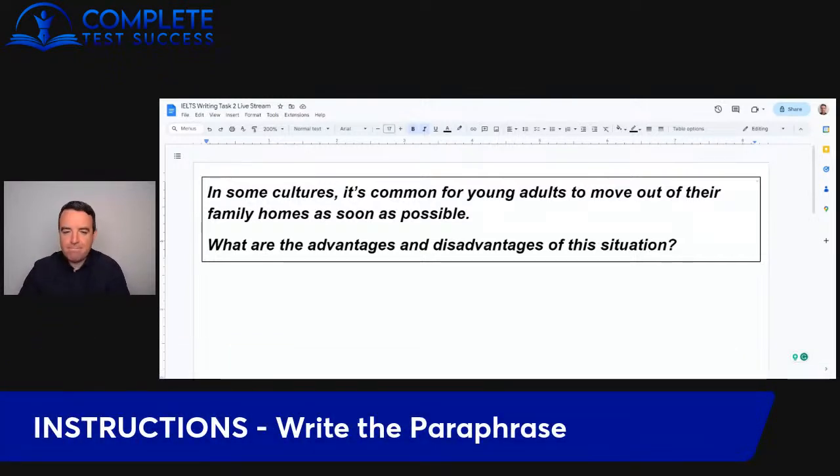Okay, so write the paraphrase, share it with me, and I will give you feedback.